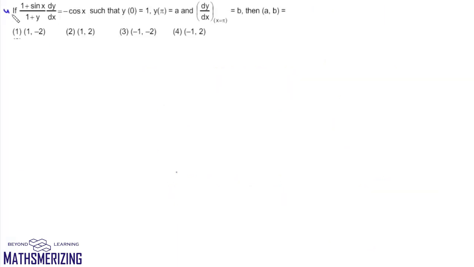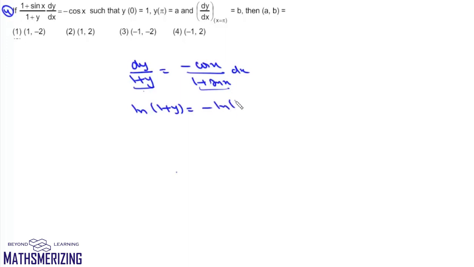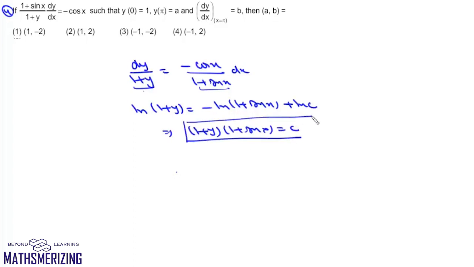Now question number 4. It's a very simple differential equation question. So we can write this as dy upon 1 plus y equals minus cos x upon 1 plus sin x into dx. Now if we take this as t, it will be dt, and if we take this as z, it will be dz. So we can simply write log 1 plus y equals minus log 1 plus sin x plus log c. So from here we can write 1 plus y into 1 plus sin x equals c. So that is our equation of the curve.